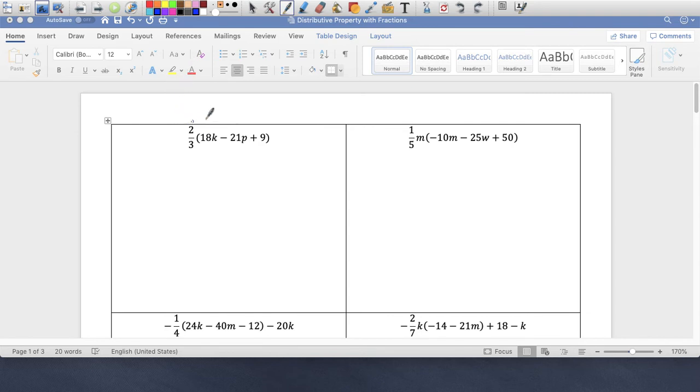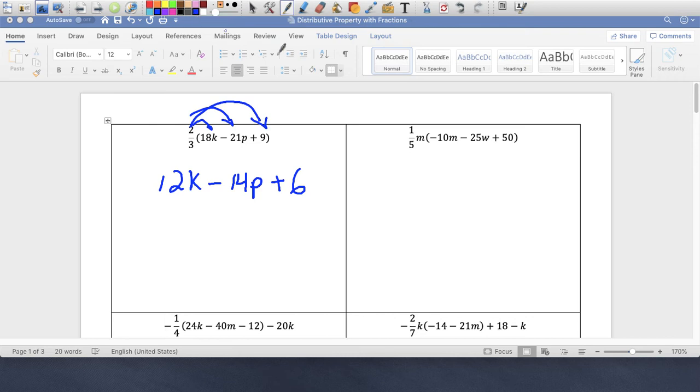can't take shortcuts. 2/3 of 18, well, 2 times 18 is 36, divided by 3 is 12, so that's going to be 12k. Next one, it's a positive times a negative, so it's going to be negative. 2 times 21 is 42, divided by 3, it looks like 14. 14p. And then 2/3 times 9, so that's a positive times a positive, so it's going to be a positive. And 2/3 of 9 is just 6. Can I combine anything? It doesn't look like it because they're all different.